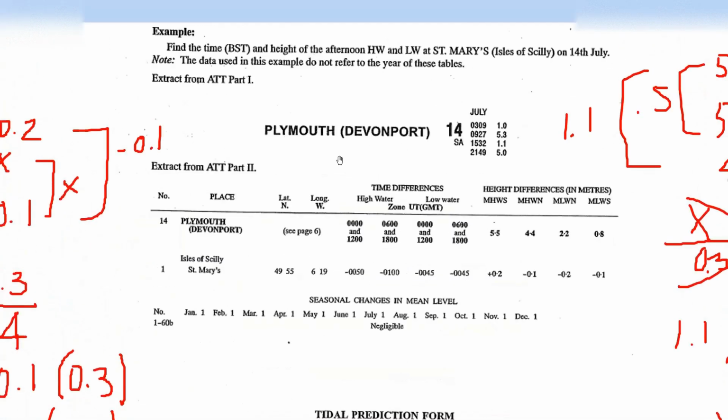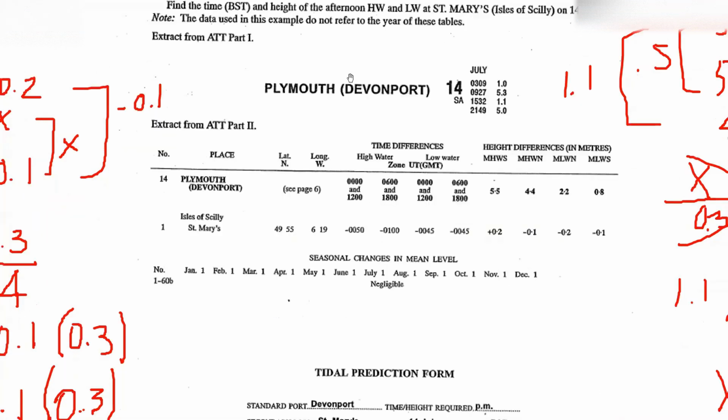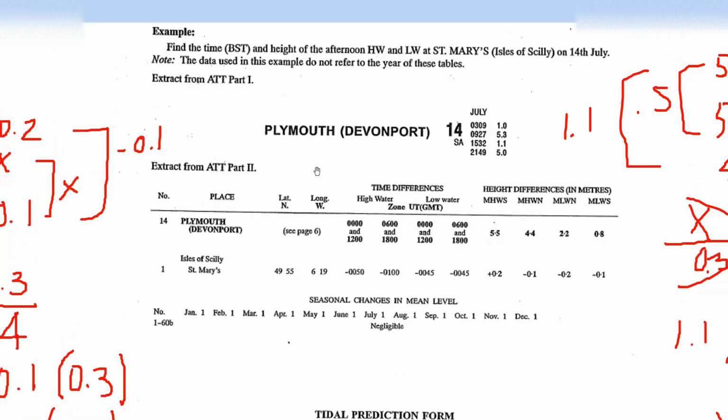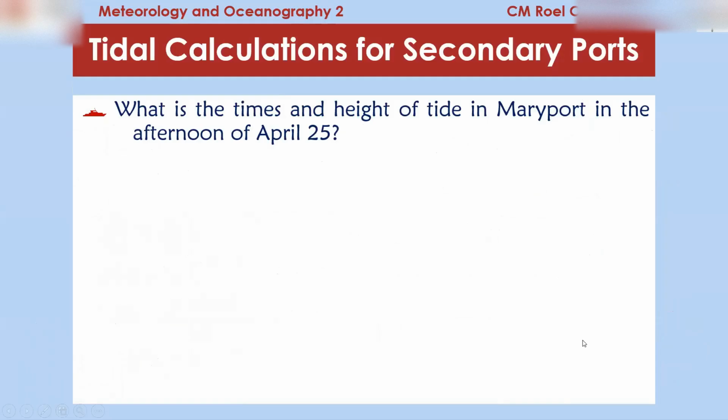Now, afternoon of nung date na yun? July 14. No? So are you ready? So this is our activity for the secondary port, which I will give you 1 week to submit. So I will just put this in the group chat and also in the LMS for the submission.